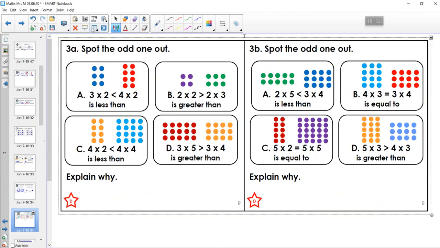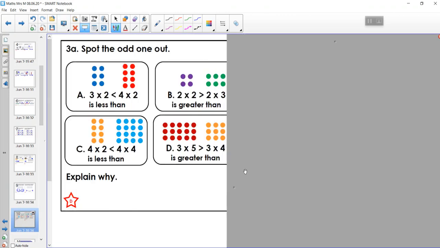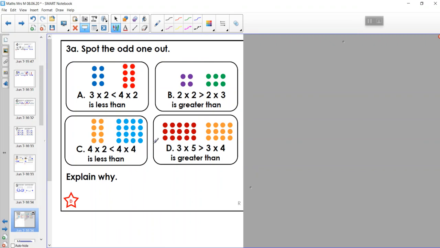Okay, here's our last activity for today. One of these is the odd one out because one of these is not correct. I've got to find the odd one out. If we look at the first one, I've got 3 times 2, which is 6, and I've got 4 times 2, which is 8. 6 is less than 8, so that one's correct.